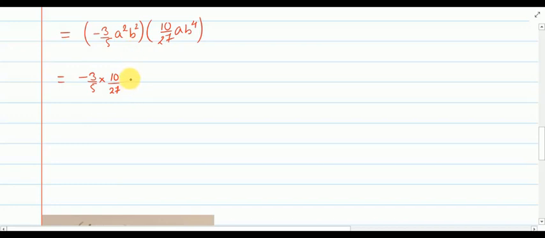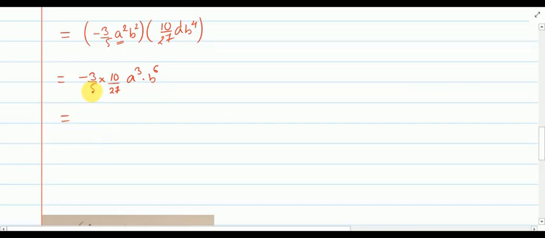Okay, so a square. Now here you can see a square, and here you see a to the power 1. So bases same, power will be added. So you get a cube. Here b to the power 2, here b to the power 4. Bases same, power will be added. You get b to the power 6, because 2 plus 4, 6.